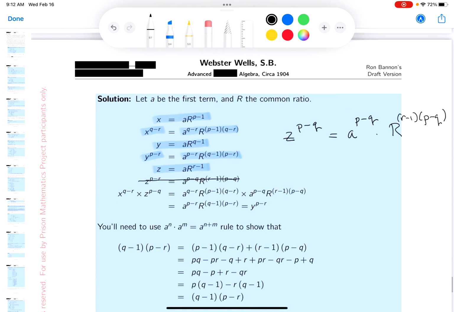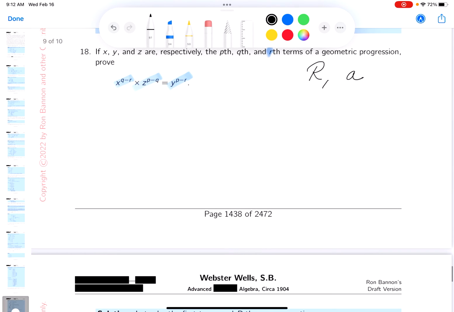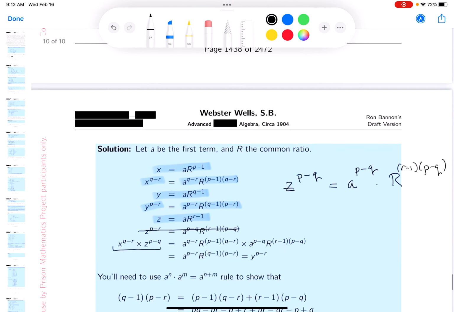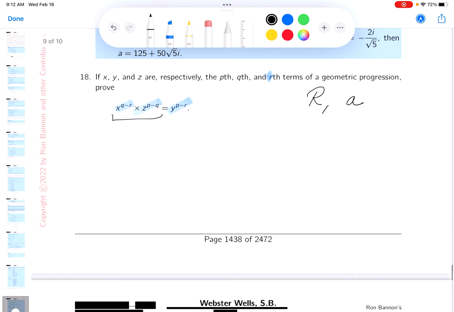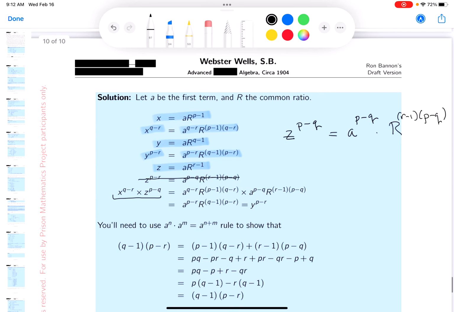So the next thing you do is you multiply it out. But someone says, what do you mean you multiply it out? I'm choosing the left side. This is the left side, which is the x to the q minus r. I see that, times the z to the p minus q. And if you multiplied it out, I want to point out what you're multiplying out. You're multiplying out, and I'm going to point this out to you, this times this. Now, that's not really that difficult to do, but it does require knowledge of basic exponent rules.